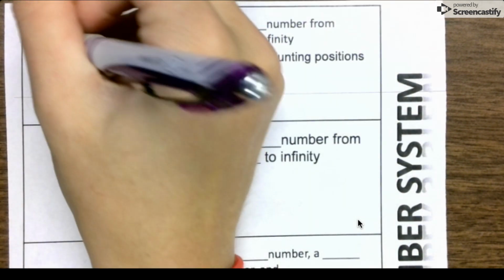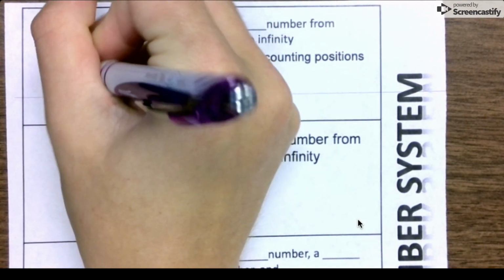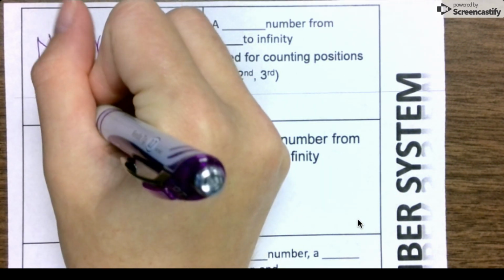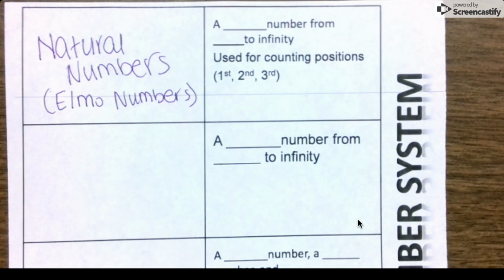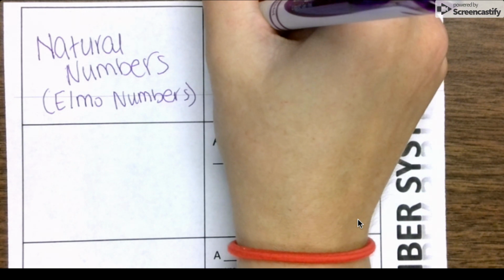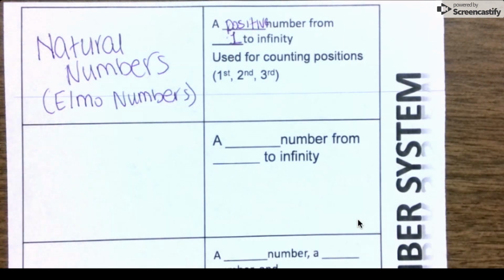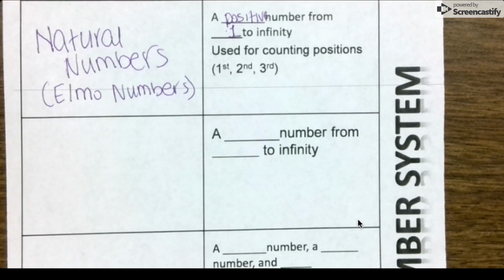So the very first thing we are looking at are things called natural numbers. And natural numbers, I'm going to call Elmo numbers. The reason I call them that is because if you've ever seen Sesame Street or anything to do with Elmo, he counts things. He's dealing with little kids who can't quite understand negative numbers, let alone zero. So they are always positive, and they are from 1 to infinity.